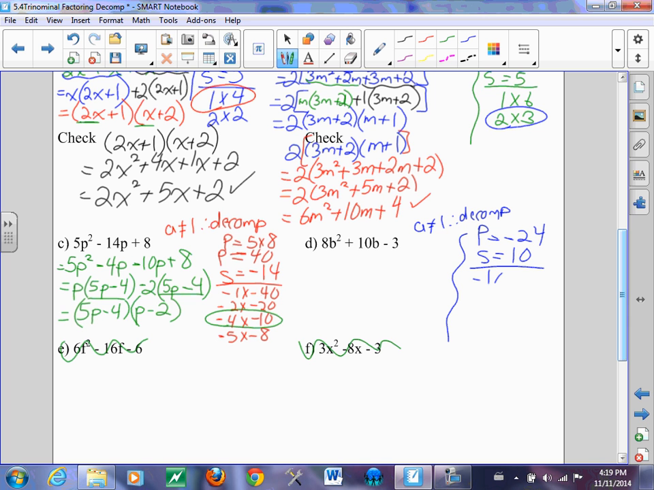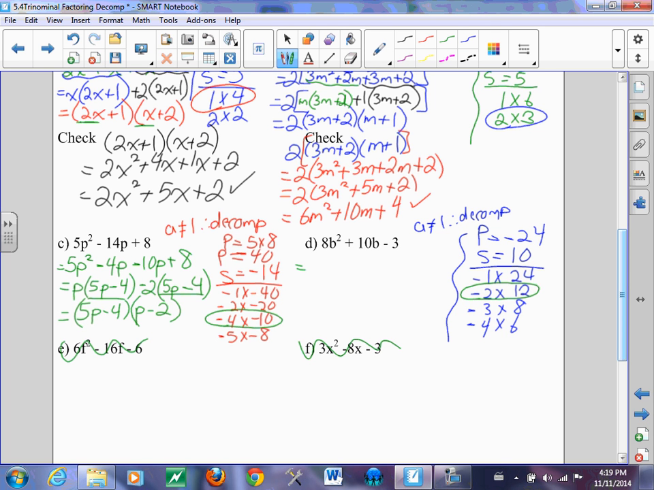So it's going to be negative 1 times 24. Negative 2 times 12. Negative 3 times 8. And negative 4 times 6. Which one of those sums up to 10? It's the negative 2 and 12. Okay.